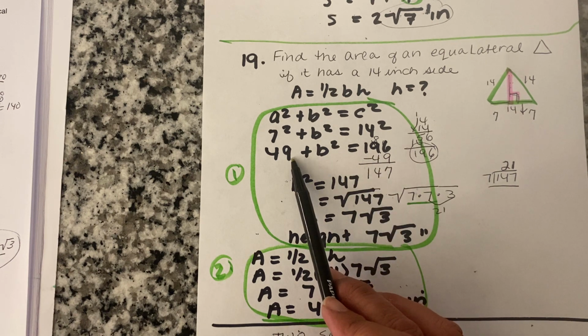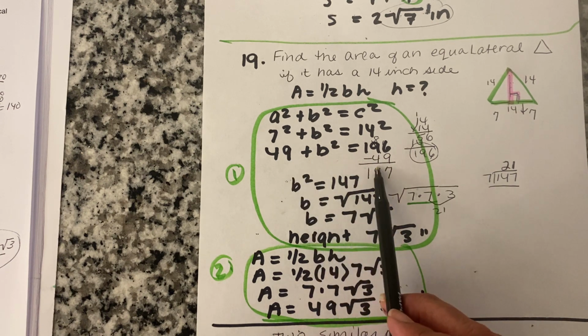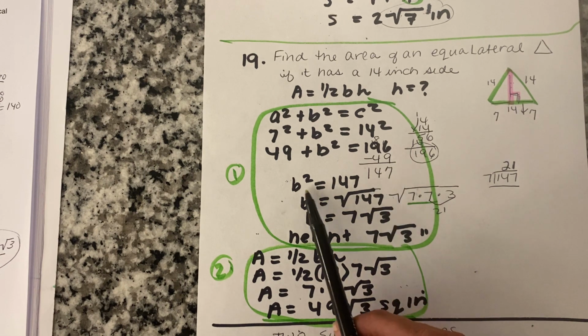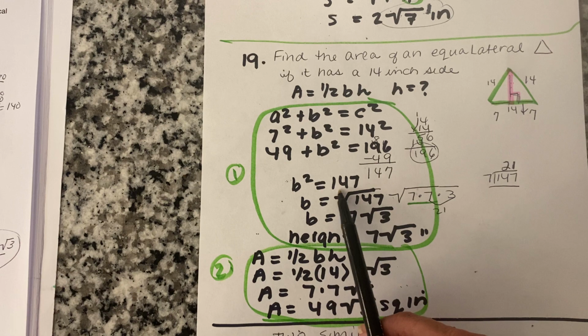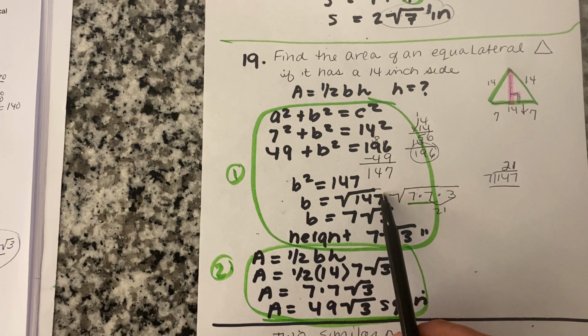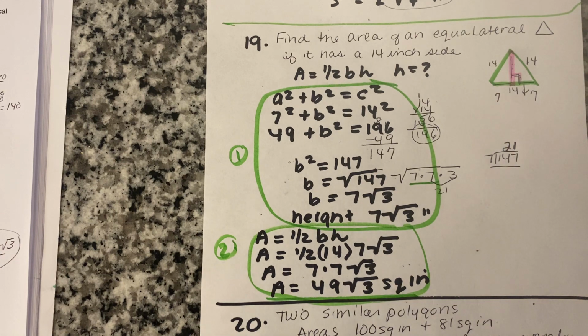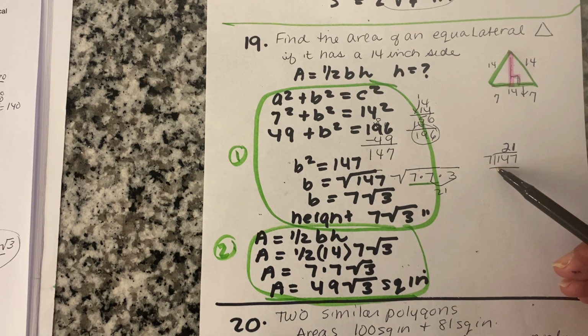Well, now let's get rid of that 49. So I subtract the 49, I got 147. So b squared equals 147. Now what is the square root of 147? Well, it looks like 7s go into it. So I divided it by 7, and I got 21.